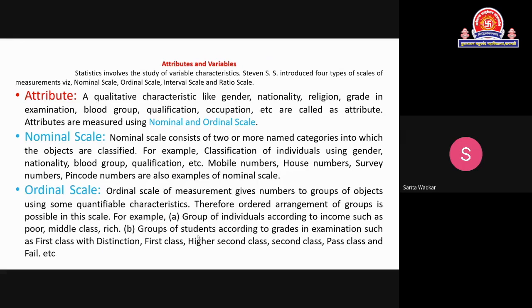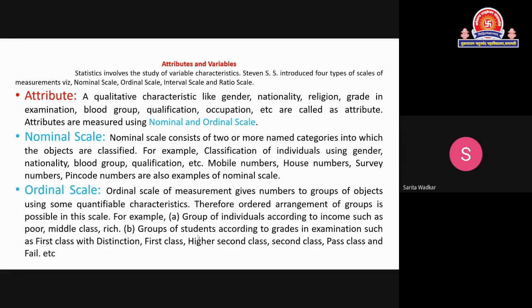So I think you understood all the things related to statistical data. Next, let us move towards the next topic, that is attributes and variables, which is very important in our research. Whenever a researcher is planning to do a research or a survey, he should understand the difference between attributes and variables. So I find that you have understood what is variable and what is attribute.